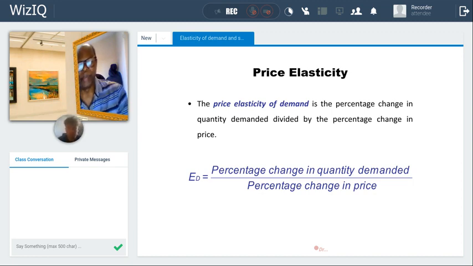The price elasticity of demand is the percentage change in the quantity demanded divided by the percentage change in the price. I told you that you need to work these separately. Work the percentage change in the price on its own and the percentage change in the quantity on its own, and then you divide them. When you divide them, what you get is just a number, because it's a percentage divided by a percentage, so the percentages cancel.